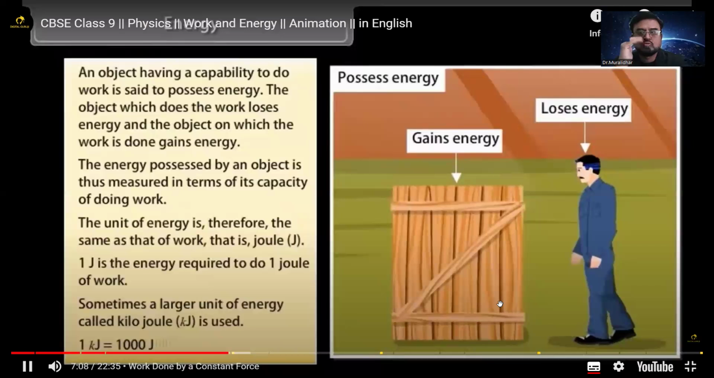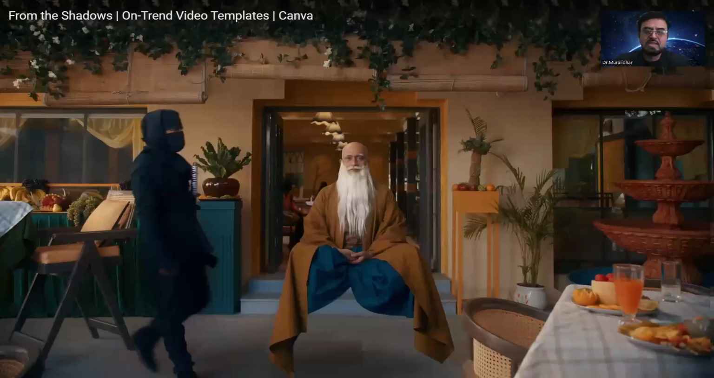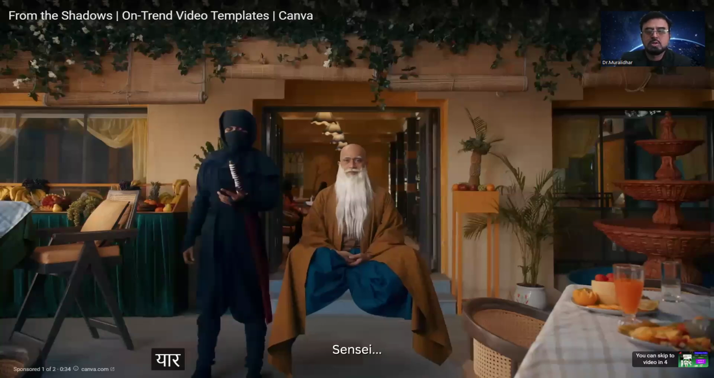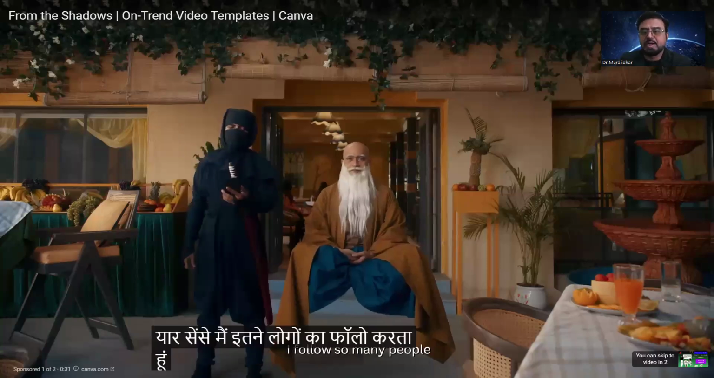So energy this is. Till there, यार सेंसे मैं इतने लोगों का फॉलो then we करता can come across the हूँ. I don't have any power followers.